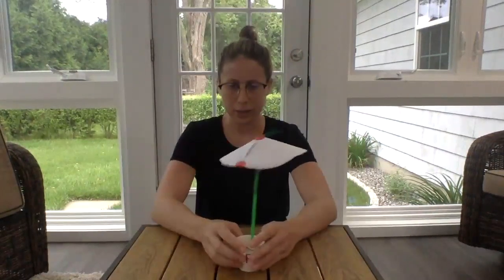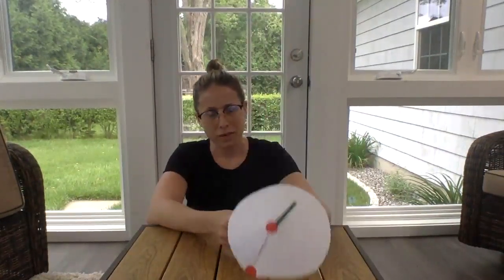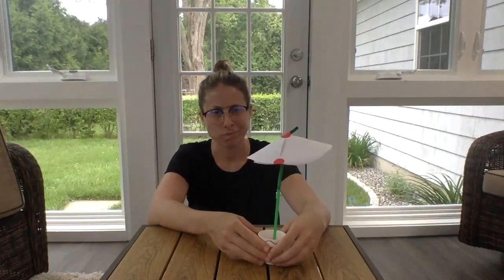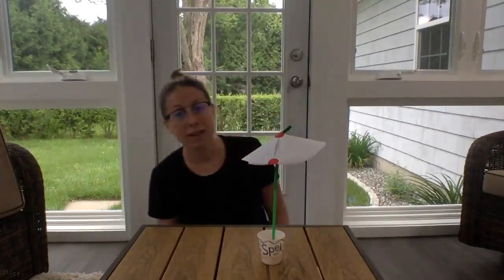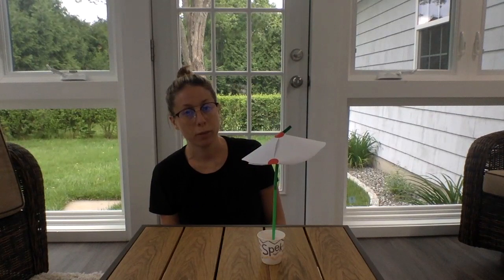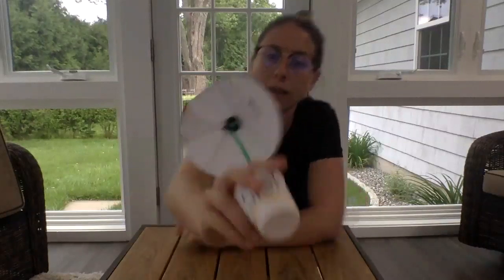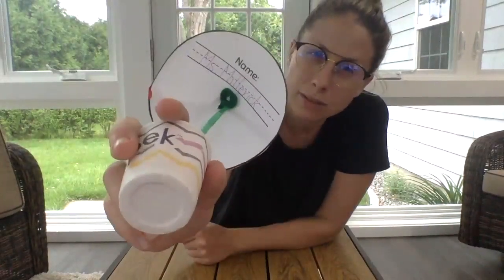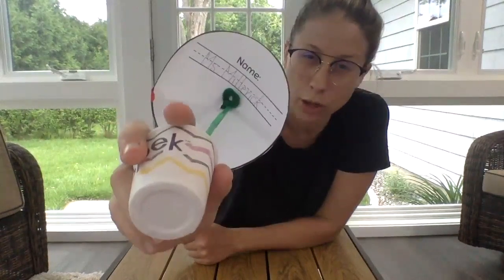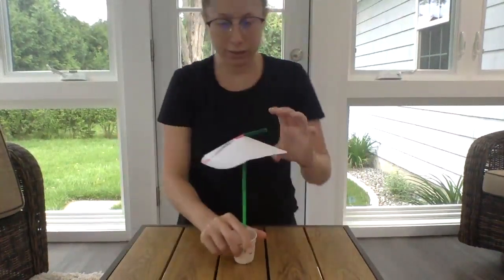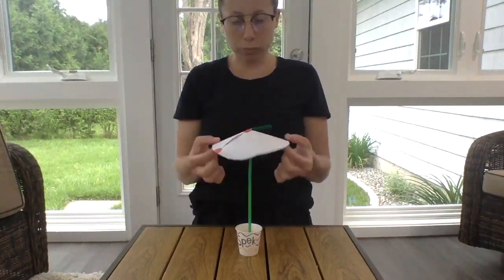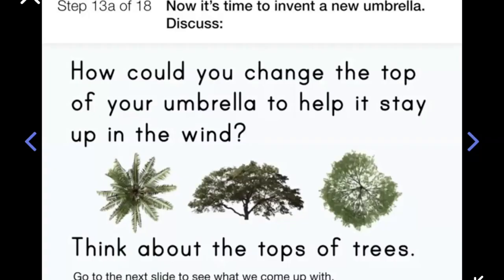How did that happen? Why do you guys think it fell right over? Probably because it doesn't perfectly resemble a tree. Remember what we saw lying down underneath the trees? When you look up, does it look like this? Can you not see through? No, you can see through the top of the trees because of its branches and such. So how could you make this umbrella top, this piece of paper, more like the branches and the leaves of a tree?